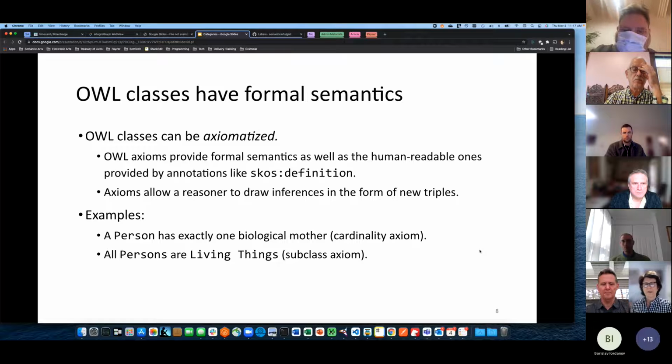So, for example, a person can be defined as something that has exactly one biological mother. We call it a cardinality axiom. And all persons are living things. We call this a subclass axiom. So from both of these, you can derive additional data, so that if John is a person, we also know that John is a living thing.